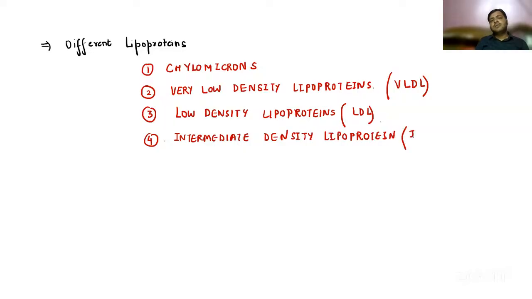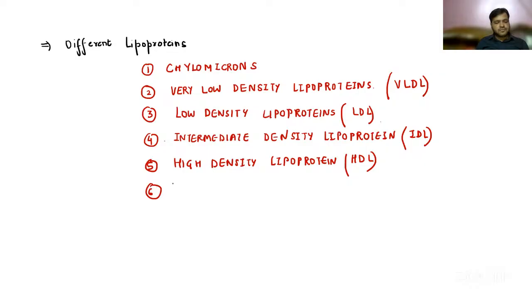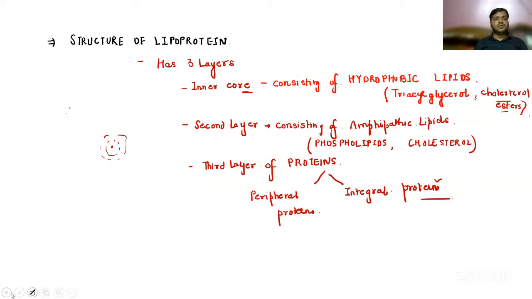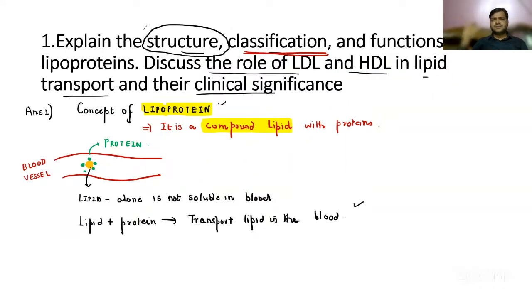That is IDL. Then we have high density lipoprotein, that is HDL. And we have lipoprotein X and lipoprotein A, which I will be coming to. So these are the various types, or the classification, of the lipoproteins according to the question that is given. We have discussed the various types.